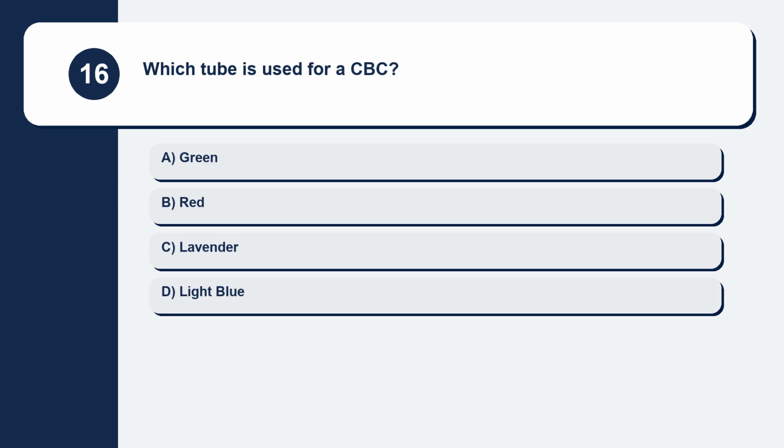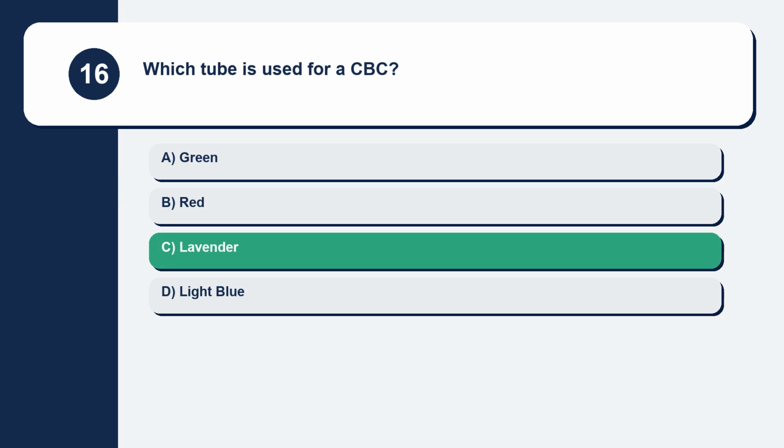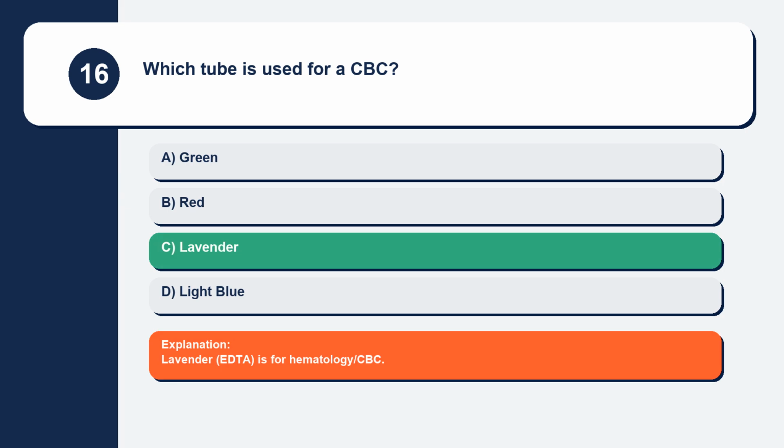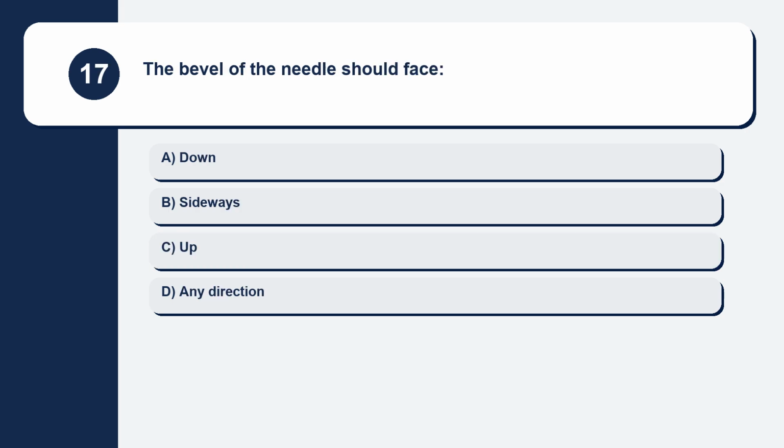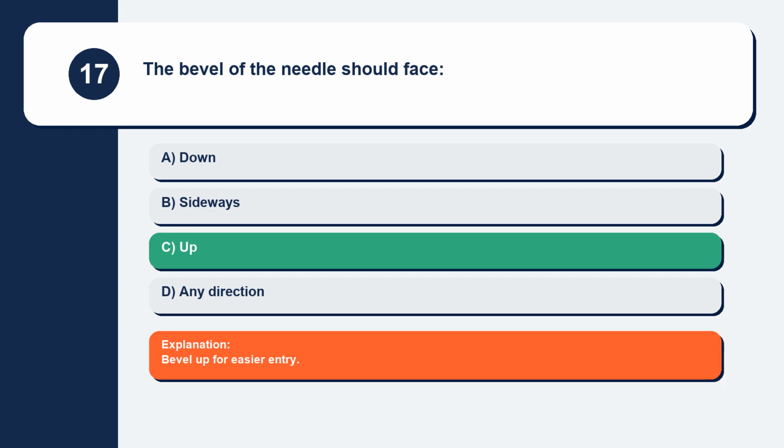Question 16. Which tube is used for a CBC? Green, red, lavender, or light blue. Lavender EDTA is for hematology/CBC. Question 17. The bevel of the needle should face down, sideways, up, or any direction. Bevel up for easier entry.